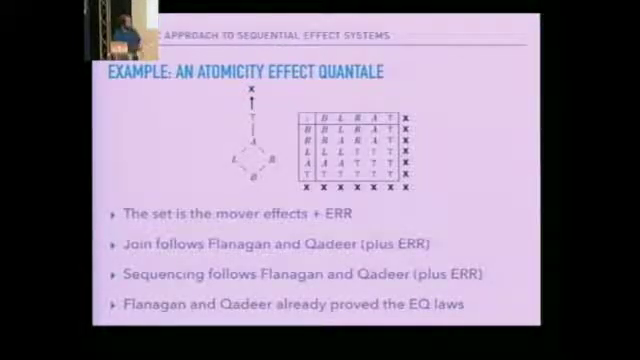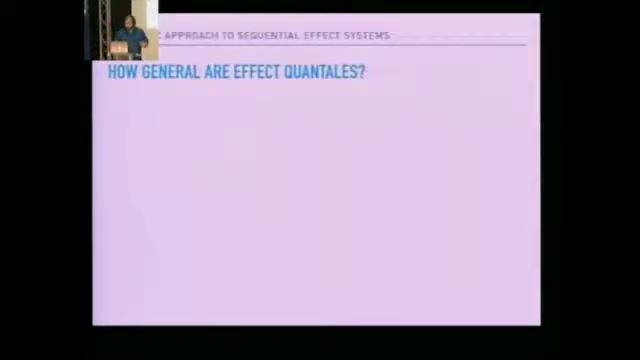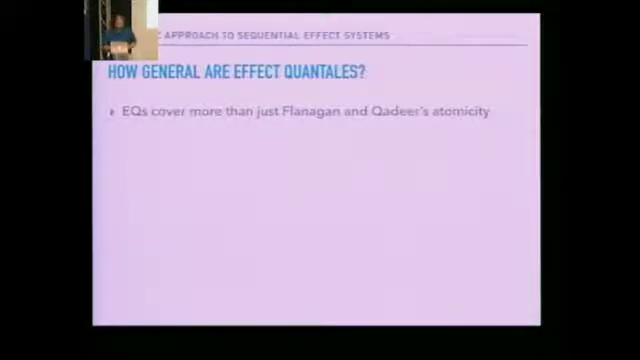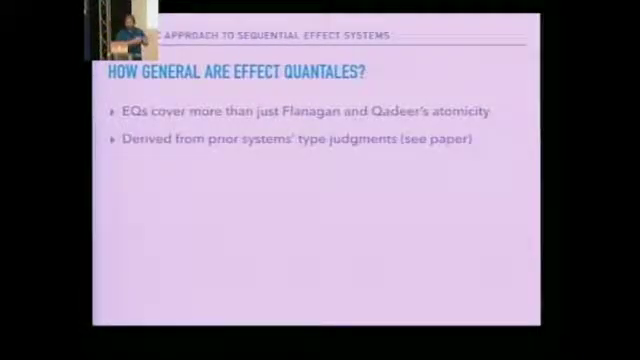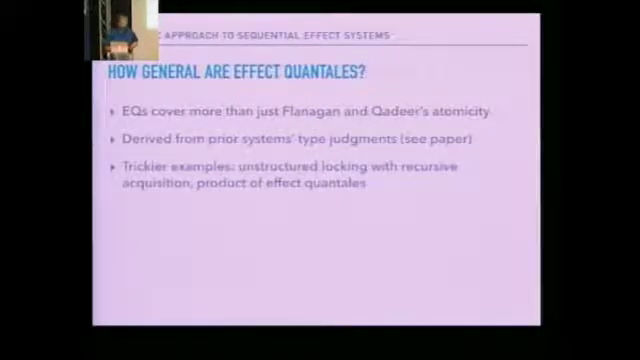So this already fits pretty directly into our framework, but it begs the question of, did we overfit? It almost looks too easy for that example. And these do cover more ground than just that one system. So in the paper, I give a derivation, a motivation for most of this structure in terms of just normalizing the judgment forms for a range of prior systems. And I've actually worked through trickier examples like unstructured locking with recursive acquisition, building products of effect quantales, and while it's not in the paper, effect systems that track, for example, sets of execution trace fragments also give rise to this structure.